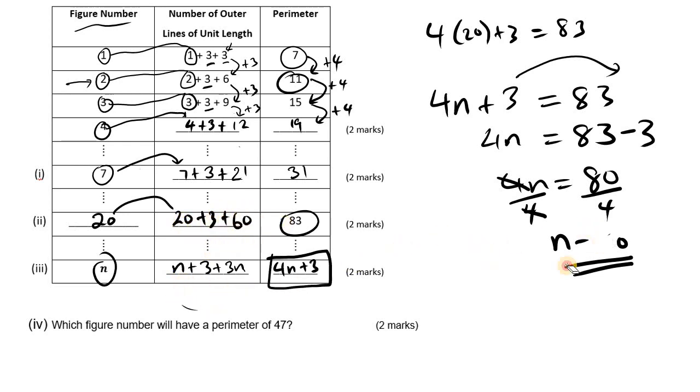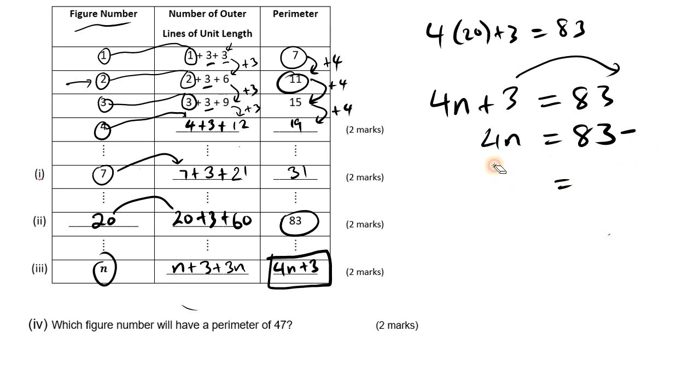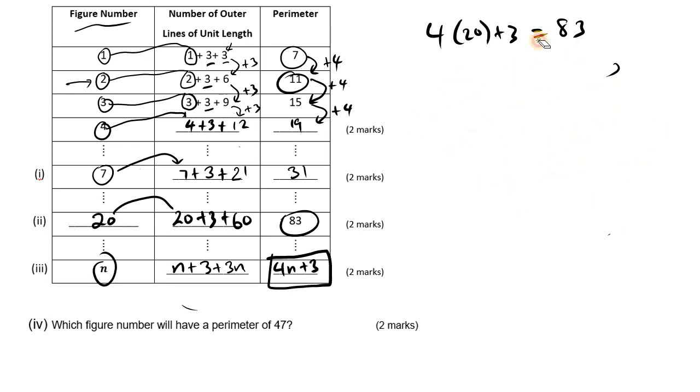Yeah. And let's see what they're asking us down here now. They're basically saying, which figure number will have a perimeter of 47? So 47 is somewhere between 31 and 83, right? So 47 is somewhere there. We're not sure which figure number it is though. But remember, it's the perimeter of 47. So for this 47 here, we go into this column.